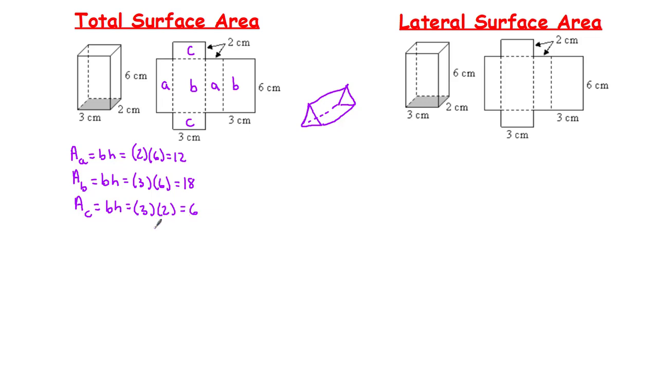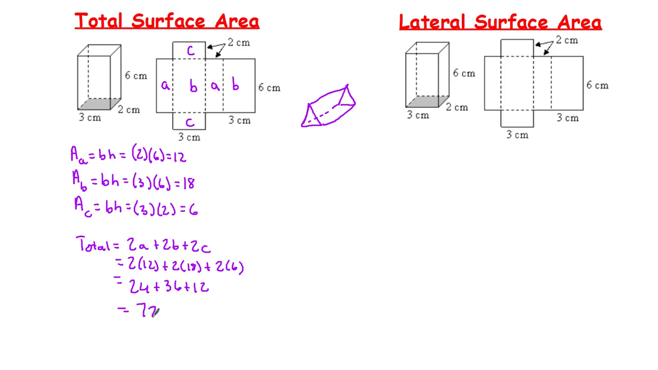Now, in order to find the total surface area, all I'm going to do is add up all of the areas of the individual shapes. So I have 2 A's, I have 2 B's, and then I have 2 C's. So I'm going to substitute A for 12 because that's what I got. The area of A is 12. Substitute B for 18, and then substitute C with 6. So that's going to be 24 plus 36 plus 12. Add that together, we get 72 centimeters squared. This is the total surface area.